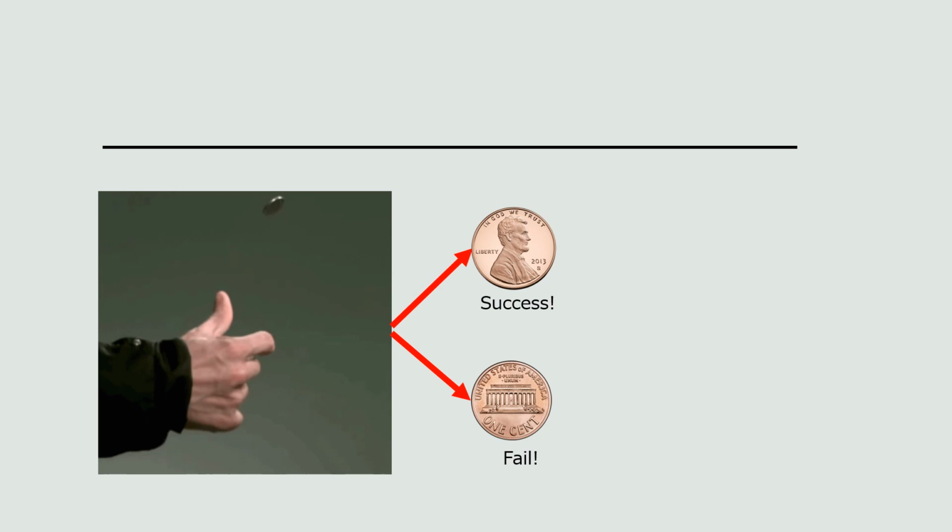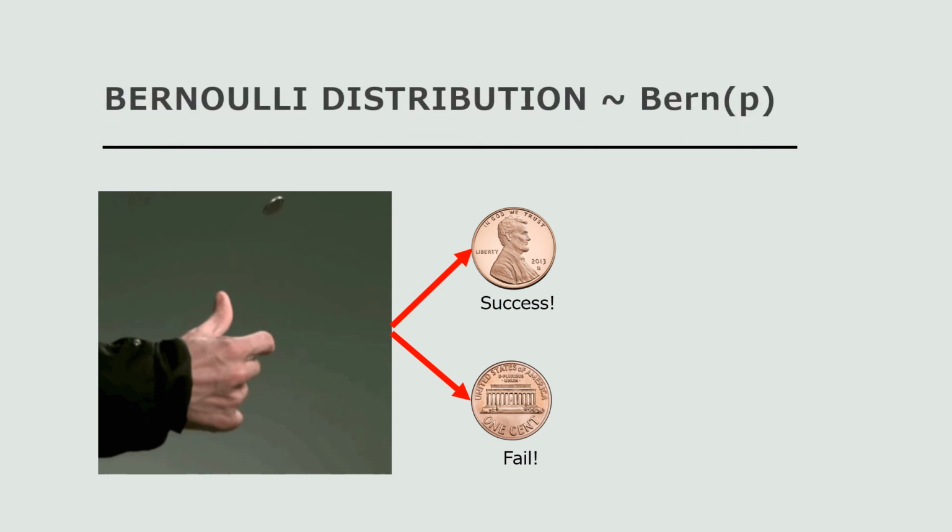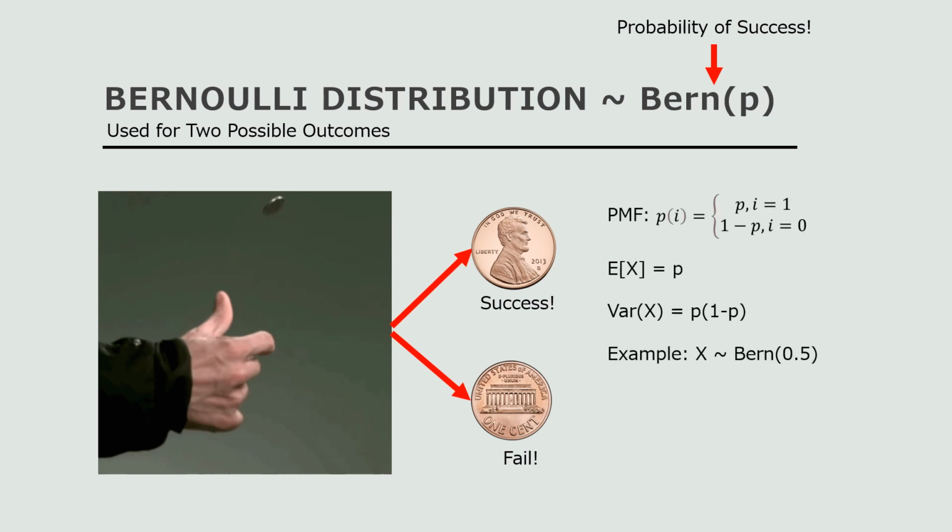Now onto distributions of random variables. Let's say we have a coin and we flip it. There are two possible outcomes of the flip: heads, which is a success, or tails, which is a failure. To describe this situation, we say that random variable X has a Bernoulli distribution with parameter p equals 0.5. Bernoulli distribution is used to describe distributions with only two possible outcomes, and p is the probability of success. The PMF is as described, where i equals 1 is a success, and the expectation is p and the variance is p times 1 minus p.